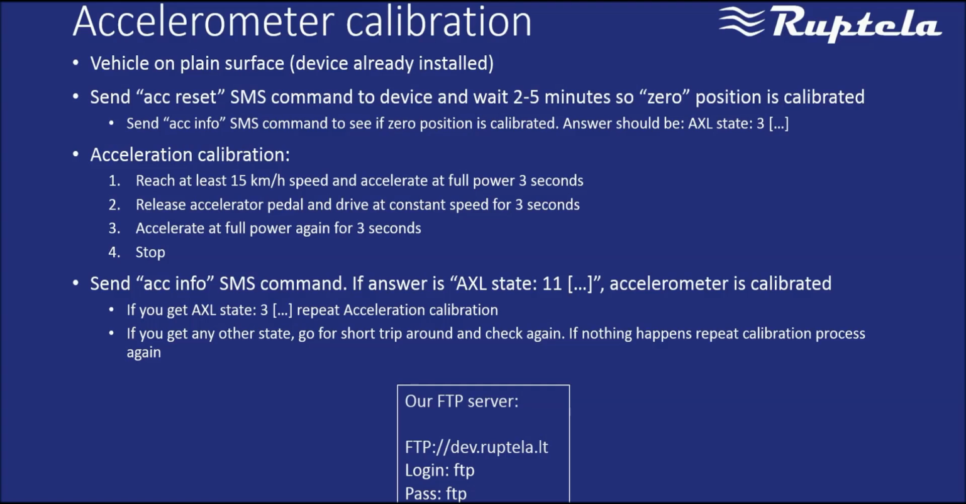In order to know if your calibration was successful, you must send an info SMS command to the device. If the device answers with an SMS command IXL state 11, then the accelerometer is calibrated successfully. In order to get our installation instructions and all other useful information, you should go to our FTP server, and here we provide our login credentials.